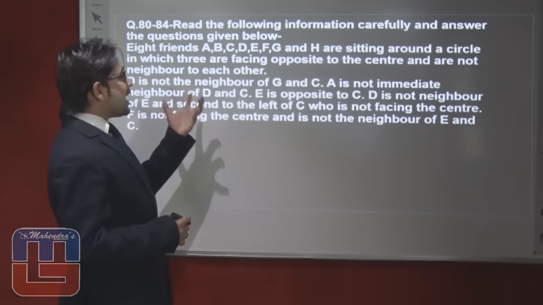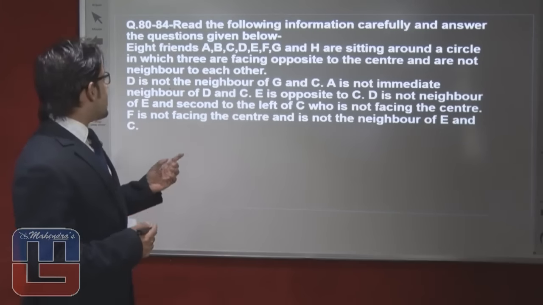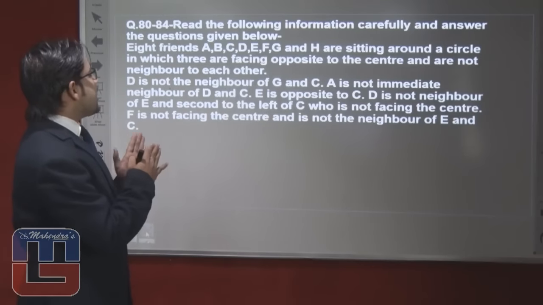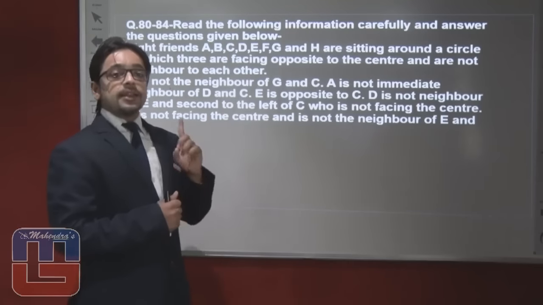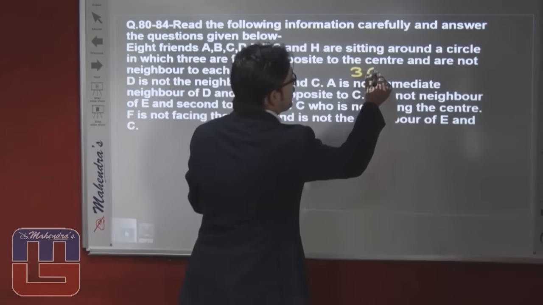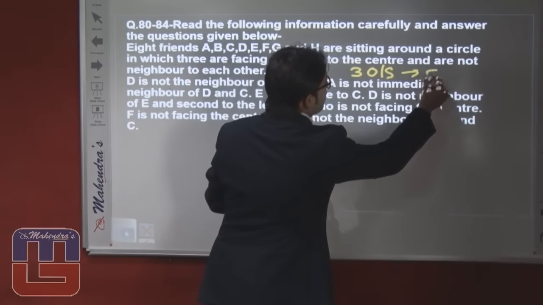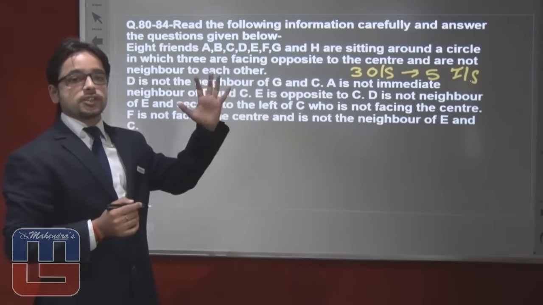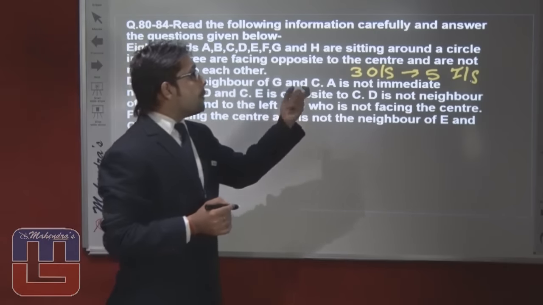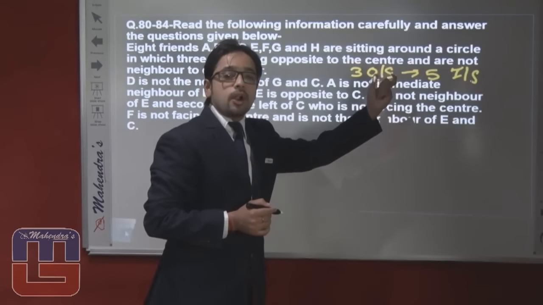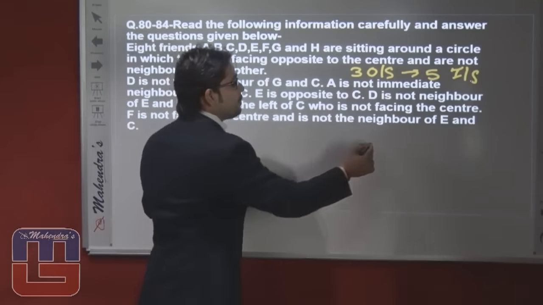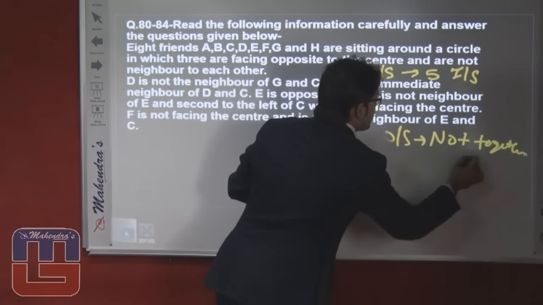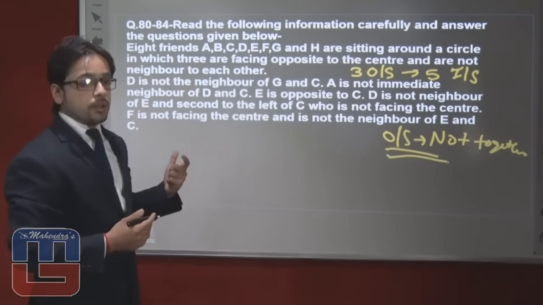That is again based on sitting arrangement. In this question, 8 friends A, B, C, D, E, F, G and H are sitting around a circle in which 3 are facing outside. Do mention that only 3 are facing outside, so rest of 5 are facing inside. We can say only 3 are facing outside the center, so rest of 5 are facing inside the center. And key point here is they are not sitting together, means outside members are not together. Do remember this point. This will play a very vital role when you try to solve this question.